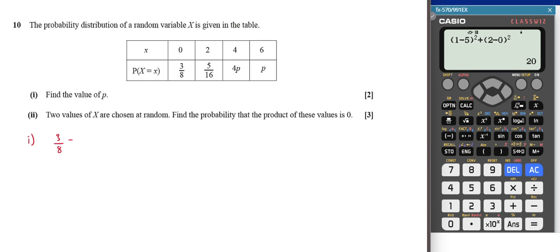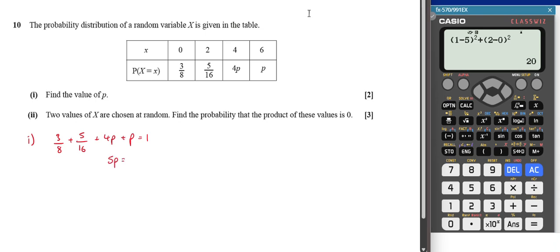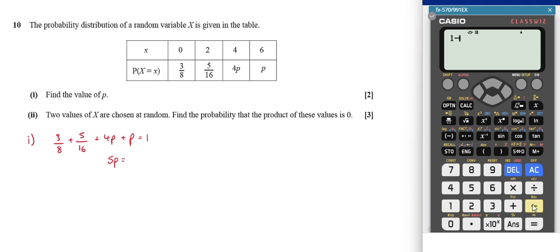So therefore, 3/8 plus 5/16 plus 4p plus p is equal to 1. So what's that going to be? 5p is going to be 1 minus, and let's get the calculator to add fractions so I don't make mistakes, 1 minus 5/16 minus 3/8. So that gives me that 5p is 5/16. So therefore p, which is what we were asked to do, divide that by 5, is a 16th.